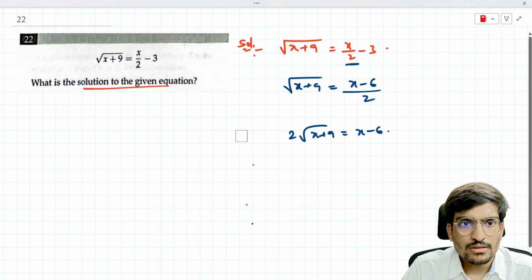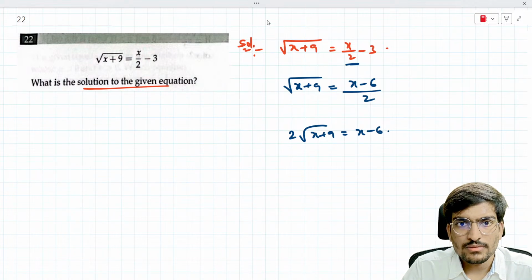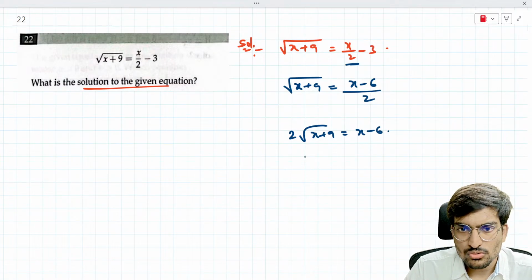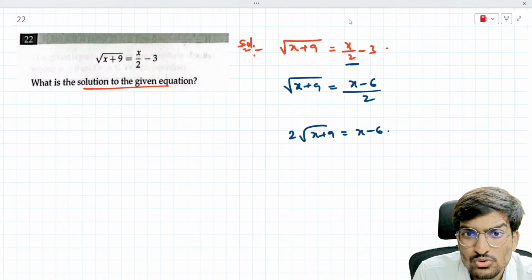Yeah. And then 2 root x plus 9 equals x minus 6. So what do we do now? Now I'm going to square both sides. Why didn't I do it immediately?